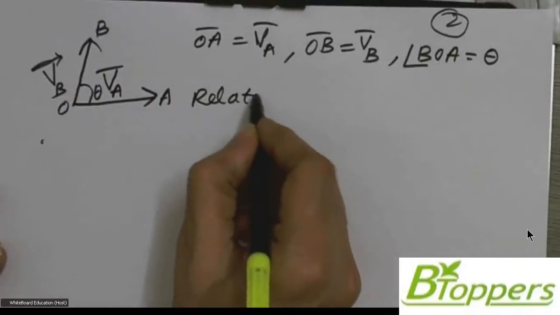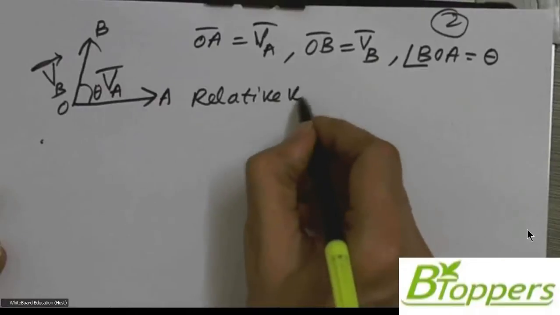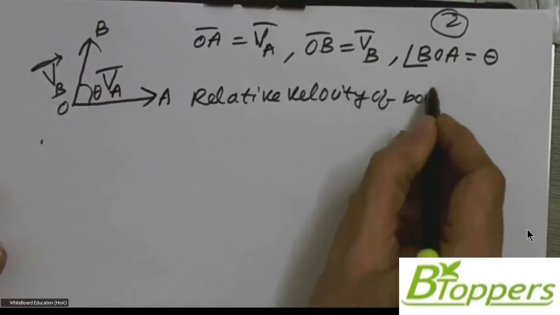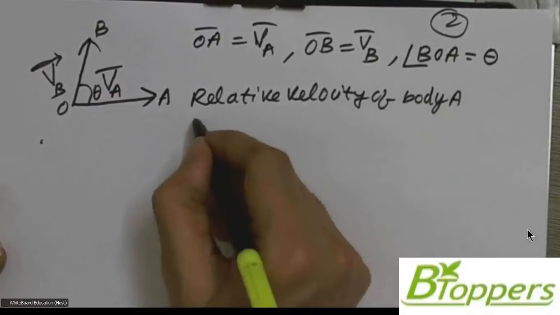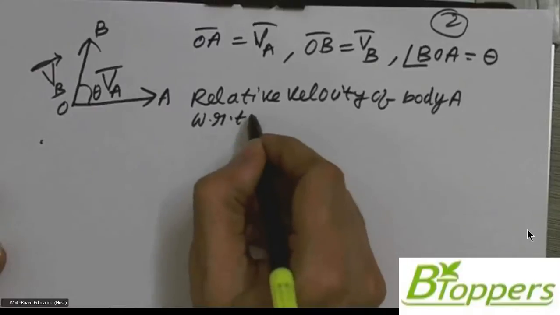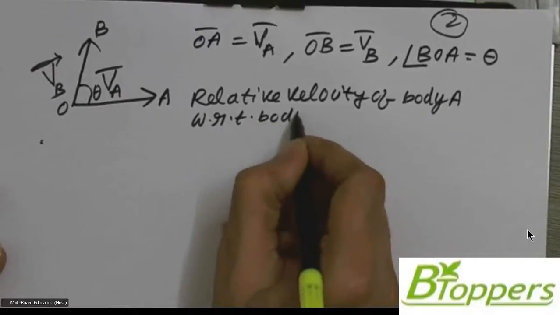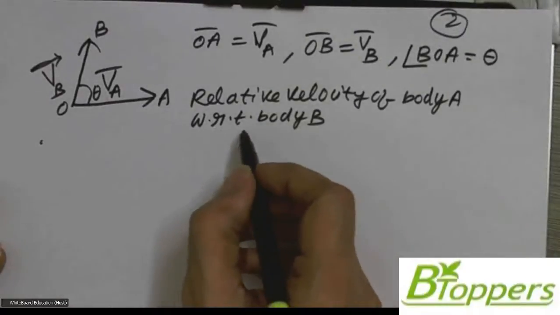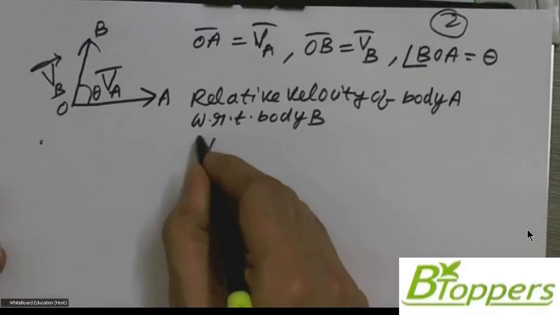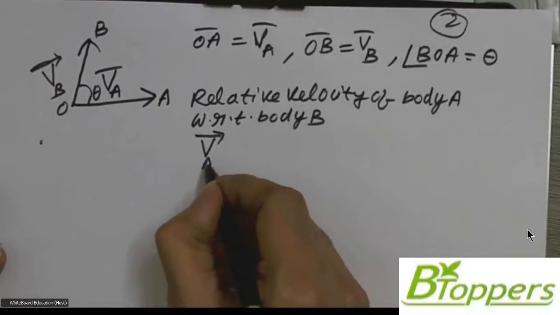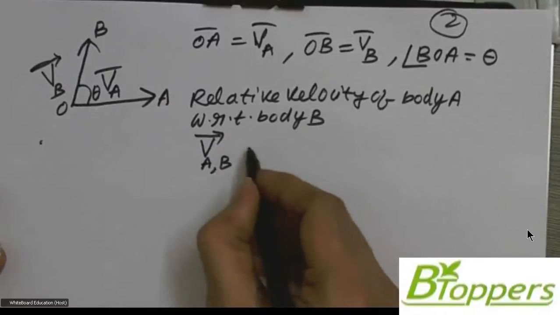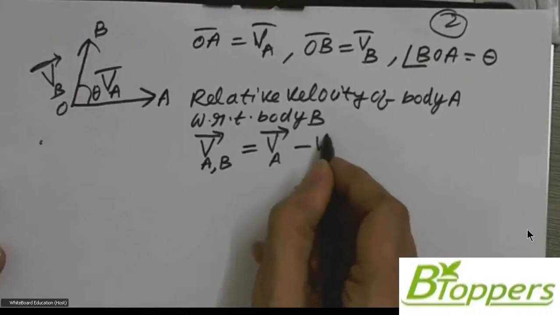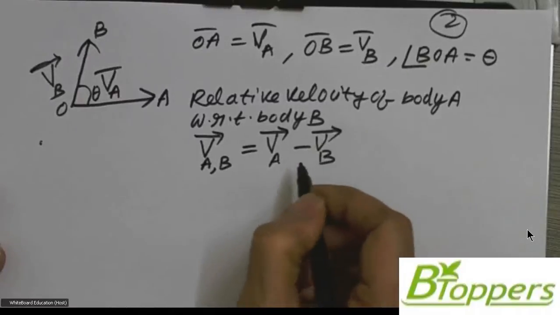So the relative velocity of the body A with respect to body B, WRT meaning with respect to, denoted by V bar subscript A comma B, can be written as the vector difference of VA bar and VB bar.